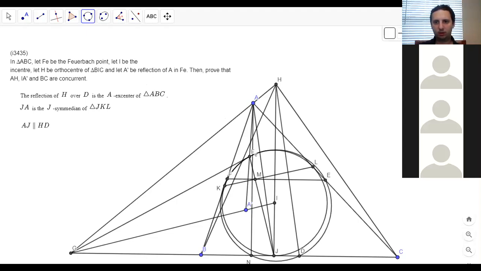But Sardar was saying that HD is the... okay. Oh yeah, okay, so HD is the symmedian. How do we know that? It's the IA symmedian.